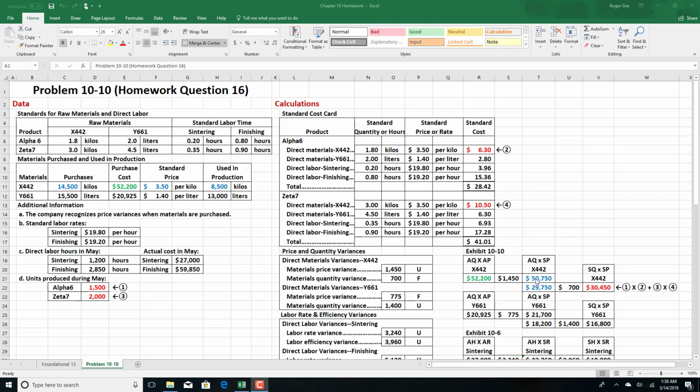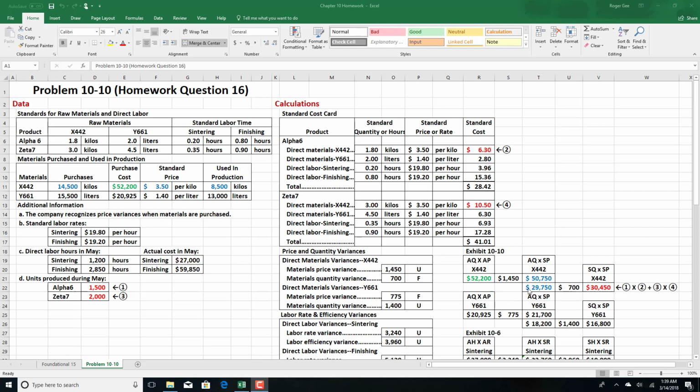So using a cell-based formula, I went over here. Here's your actual quantity in that cell location, times the standard price that's in that cell location, and that's where I come up with that number. Then the difference between these two is this $1,450, and that goes right over in here as well.